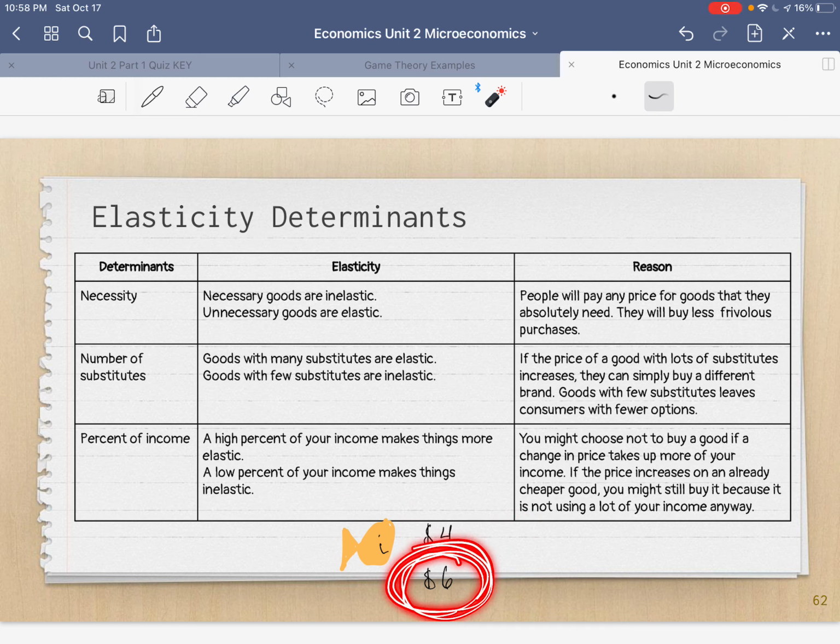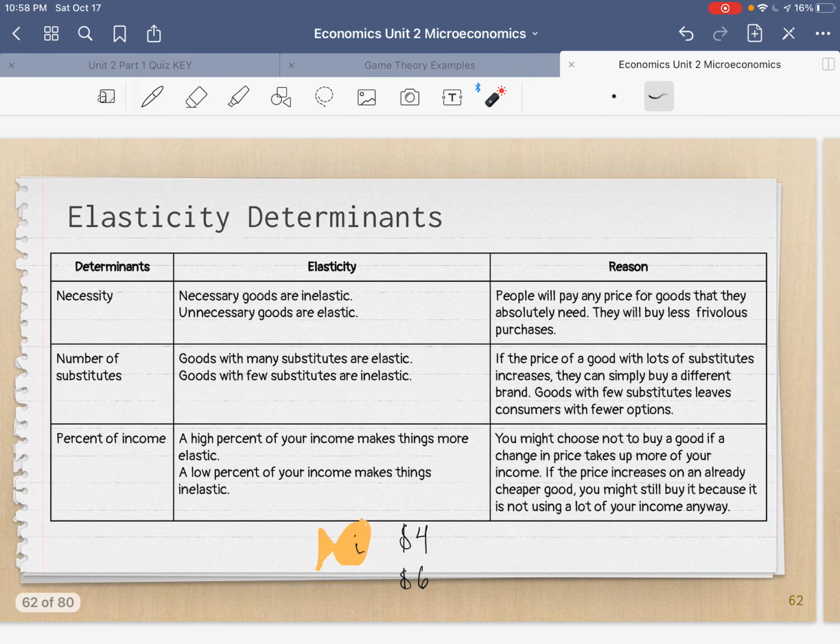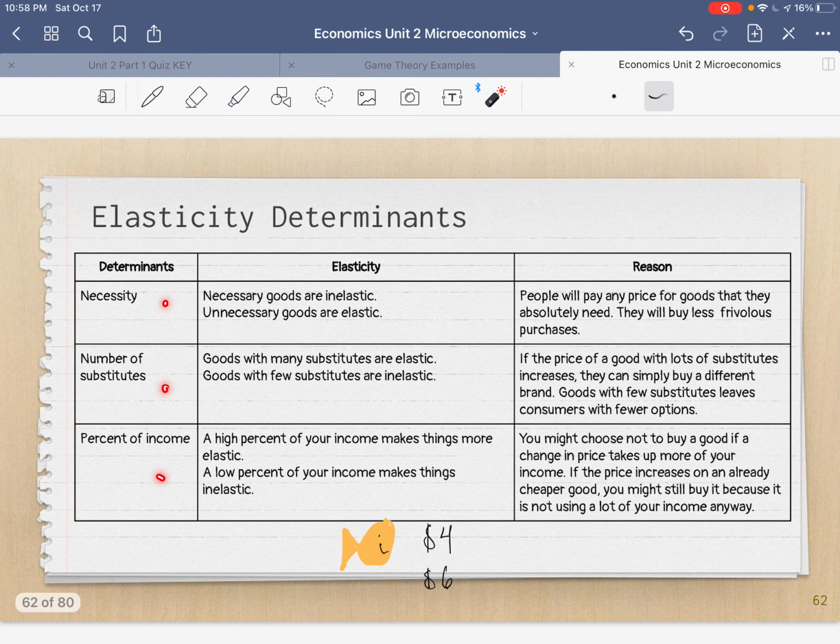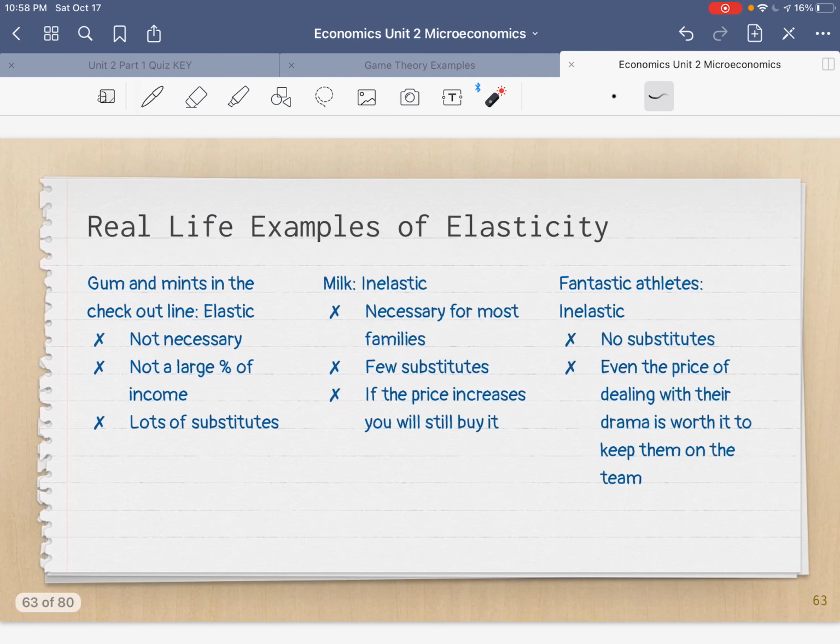Like if I'm making even minimum wage, $7.25 an hour, I can spend once a week $6 on a bag of goldfish. So even though the price increased, it's still a low percent of income, a low percent of how much things really cost me. And that makes it inelastic. So I'm still probably going to buy this bag of goldfish, even though the price went up. Okay? So hopefully you understand each determinant because you're going to have to do a formative assessment on them. And we're going to be talking about these when we move on to the next part, which is total revenue.